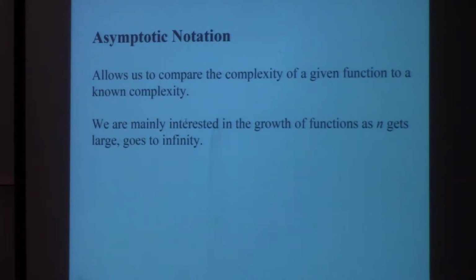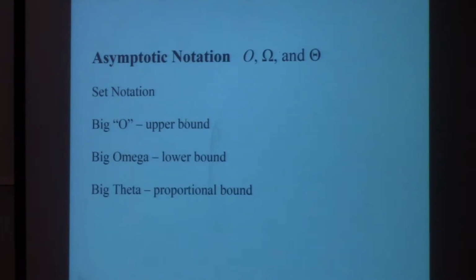So asymptotic notation allows us to compare the complexity of a given function to a known complexity. Okay, what does that mean? Well, we may know what x squared looks like. But if a function has x squared in there, but also other linear terms and other constants and other coefficients, it's too complicated. So we're going to just say, let's just worry about the dominant term. And we can show by using limits that this is actually the way to do it. We're mainly interested in the growth of functions as x is getting larger, is increasing.